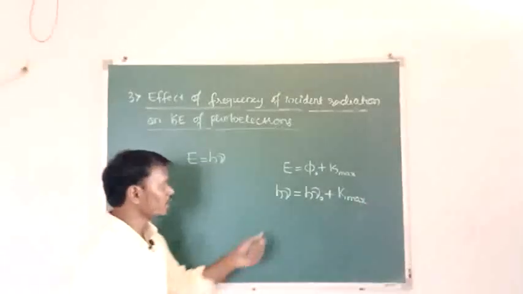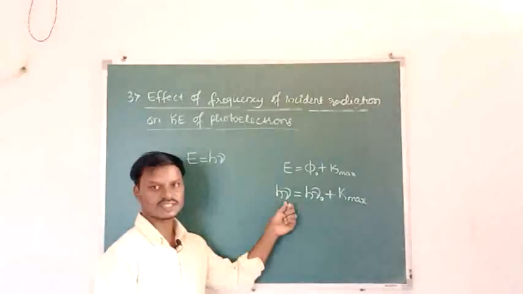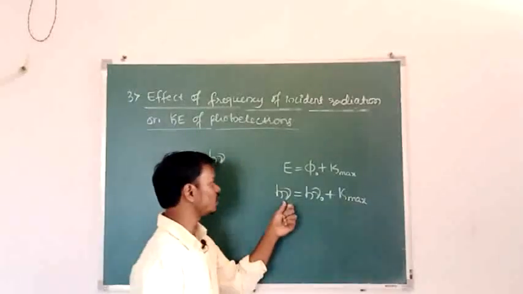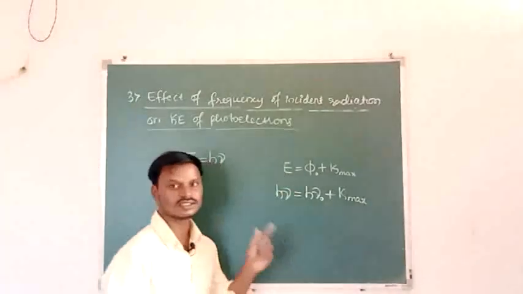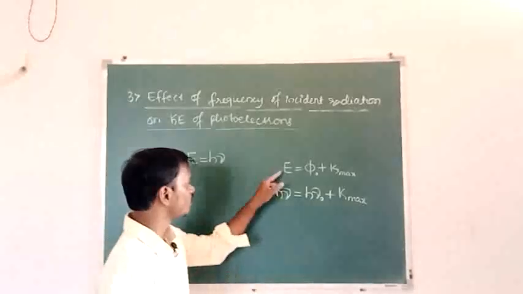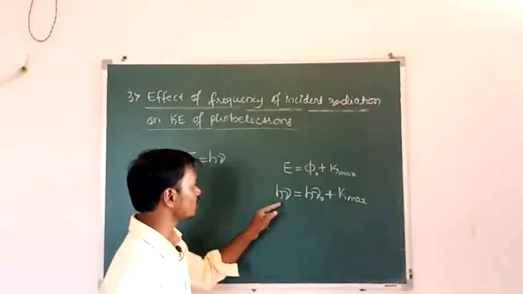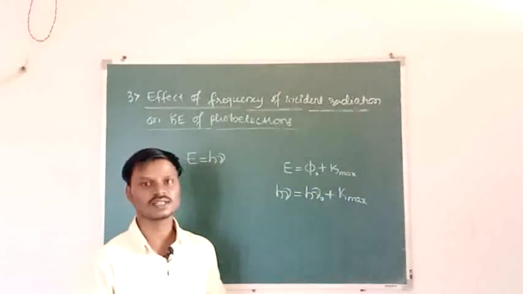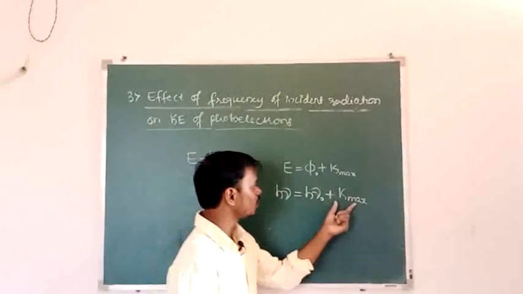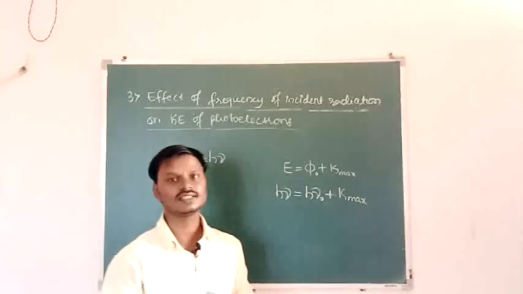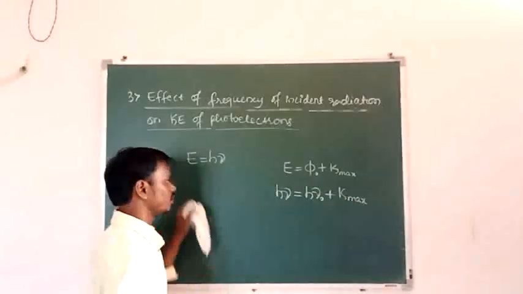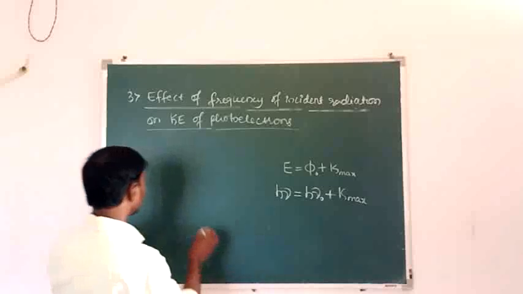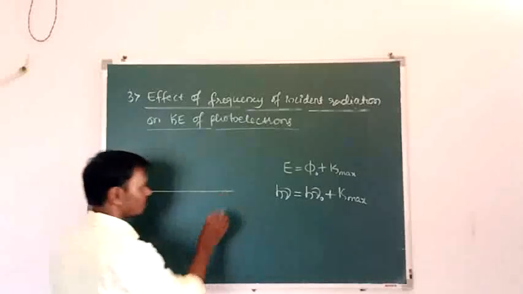See here, if we are going to increase the frequency of incident radiation, then what happens? The energy of incident radiation increases. As the energy of incident radiation increases, part of this energy ejects the electron from the surface of the metal, and the remaining part of energy is converted into the kinetic energy of the ejected electron. Here, let us take cesium metal.